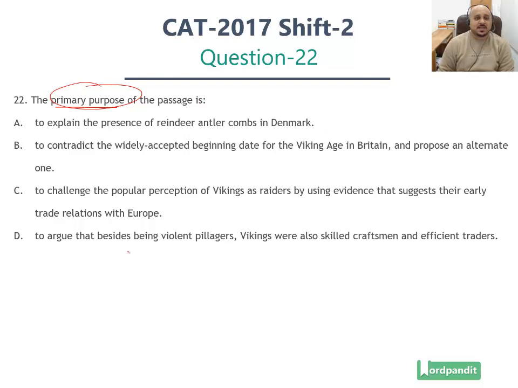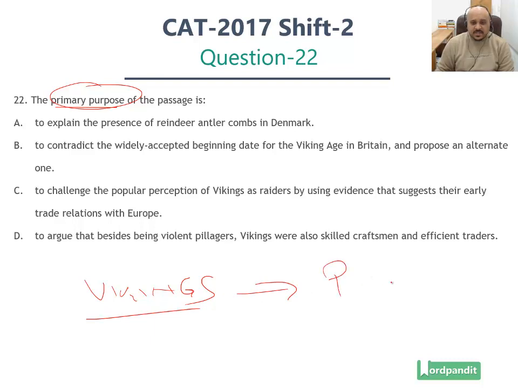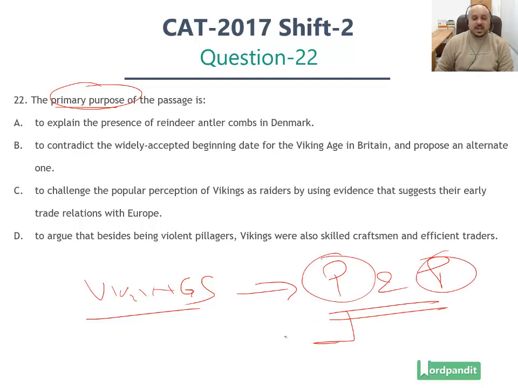Here the passage is about Vikings. The whole passage revolves around Vikings, right? And it tells us that in general we perceive them as pillagers and plunderers, but that is not the case. Before they turned to pillaging and plundering, they were actually traders, right? So that's what is implied. The author does not deny that they were pillagers and plunderers. The author says before they turned to pillaging and plundering, they were actually traders.